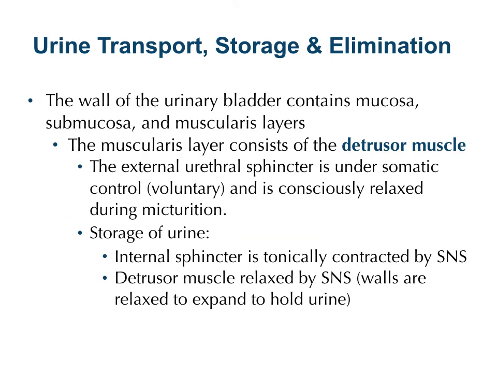The wall of the urinary bladder contains mucosa, submucosa, and muscularis layers. The muscularis layer consists of the detrusor muscle, which is the main contractile muscle of the urinary bladder. Nerve centers for the control of urination are located in the spinal cord, the brainstem, and the cerebral cortex. Both involuntary and voluntary muscles are involved in micturition.